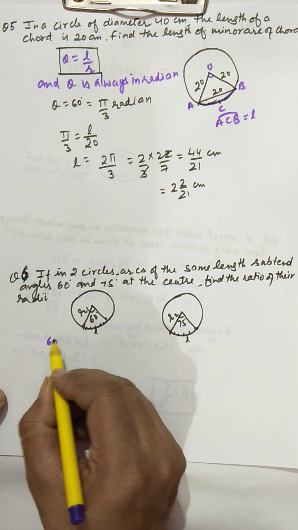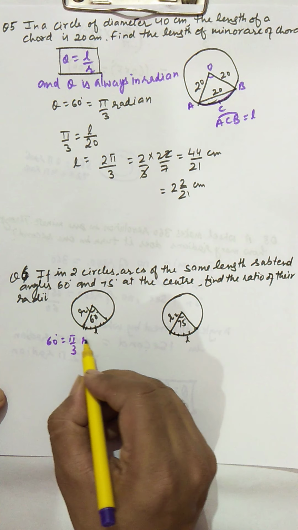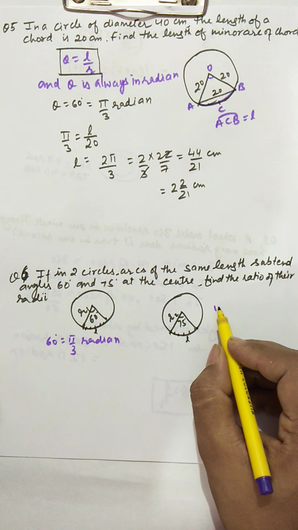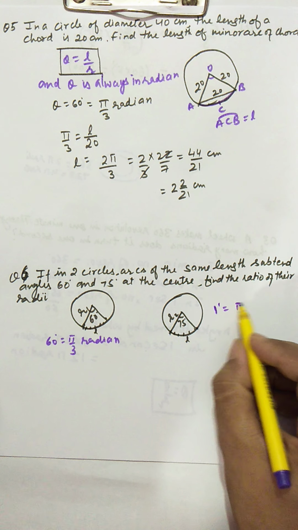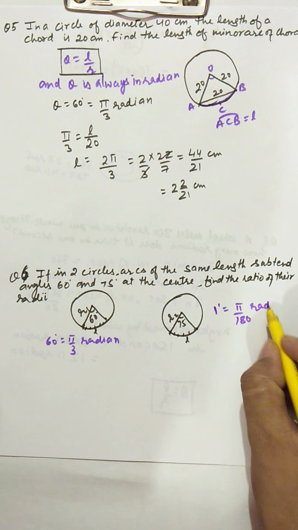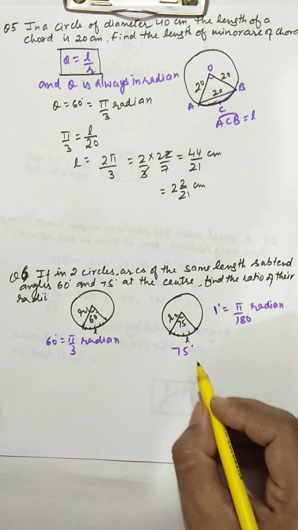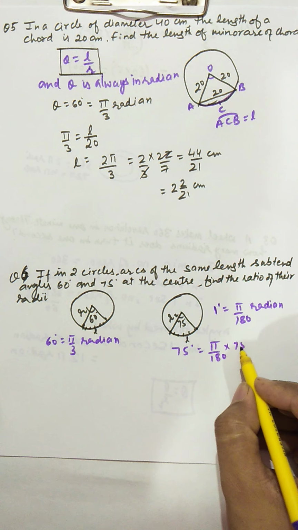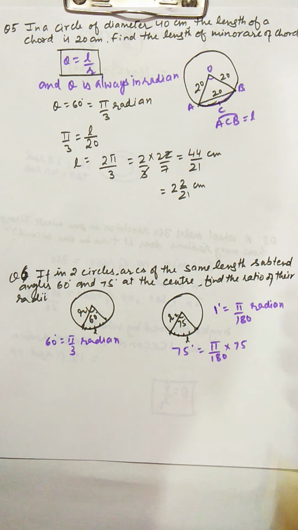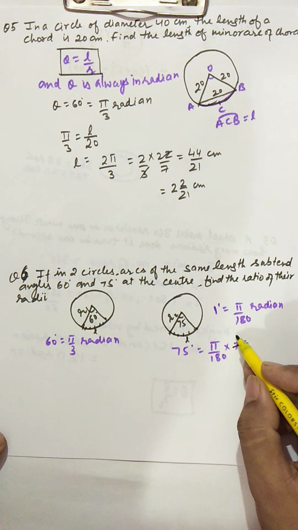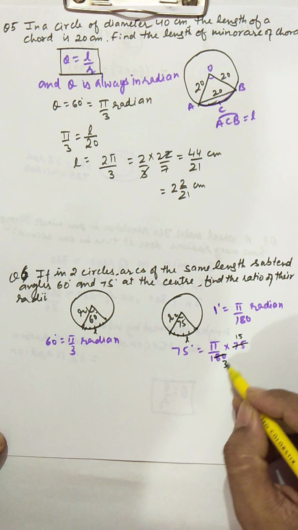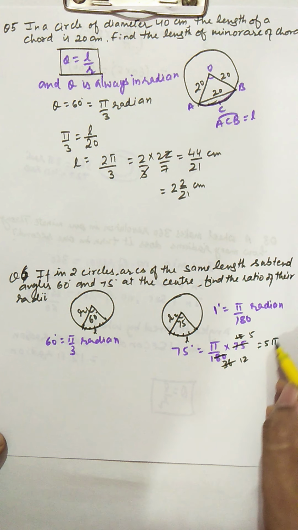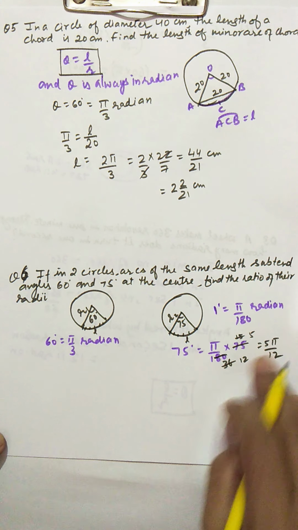You know that 60 degrees is equal to pi by 3 radian, and 75, how will you calculate 75? Because you know that 1 degree is equal to pi upon 180 radian. So use that relation. You can write 75 degrees as pi upon 180 into 75. If you cancel, you can cancel by 5. So 5 15s are 75, and this is 36. You can simplify further, 3 5s are 15, 3 12s are 36. So you can write that as 5 pi by 12.